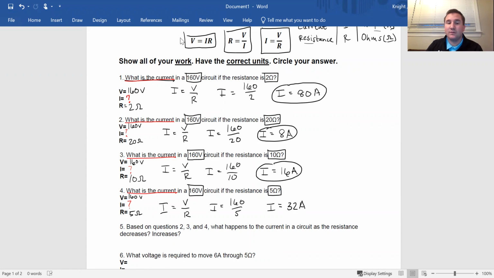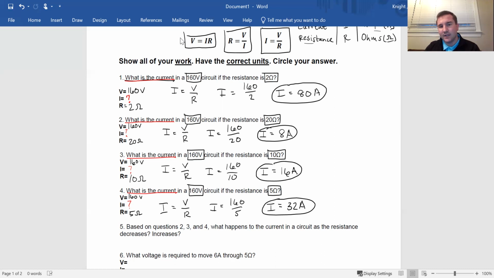I'm going to guess 32 and not get a calculator and check and just believe that I'm right. So current is 32. All right, there's our answer for number 4. So question 5 is asking about how current changes when resistance changes, because you'll notice 160, 160, 160, 160. We kept the same voltage in all of these. So what happens to the current as we change resistances?